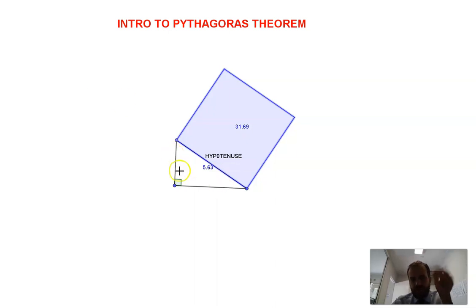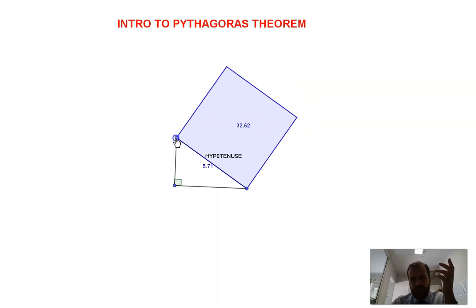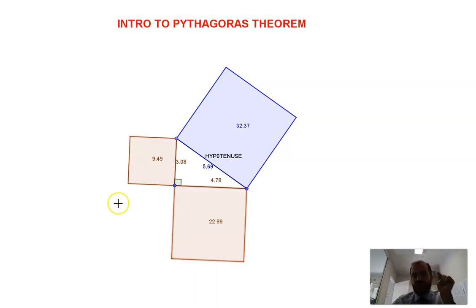Now you can see this particular triangle at the moment has a hypotenuse of length 5.63, and therefore the area of that square is 31.69. Now I can move this triangle around, and obviously it's going to change those lengths. But anyway, that's our hypotenuse, and that's the area of the square hanging off of it. And then he drew two more squares, one square hanging off that side and another square hanging off that side.